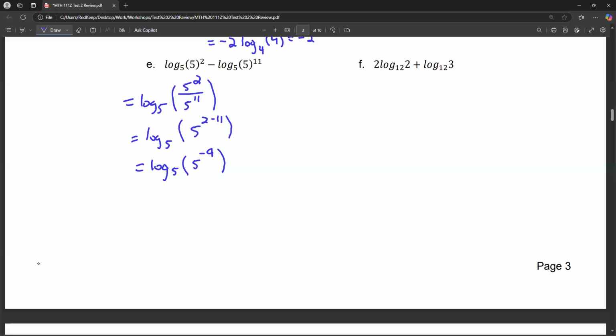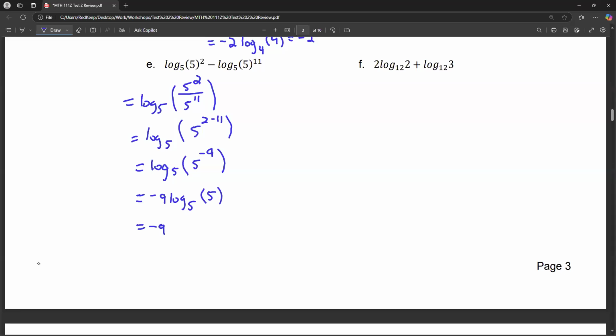Okay. And so again, logarithms, right? They're great because they bring down the exponent for us and they make them into those coefficients. So that negative 9 can come down and live on the outside. And we're just left with negative 9 times log base 5 of 5. Again, log base 5 of 5 is equal to 1, right? So we have negative 9 times 1 or just negative 9. Great. That was a nice little one.